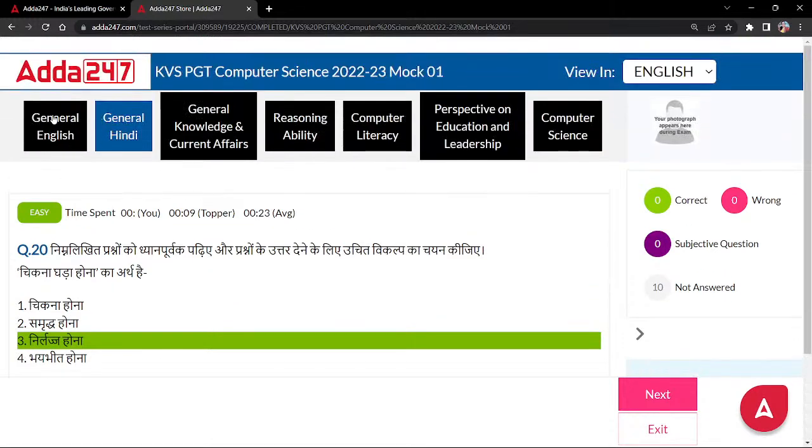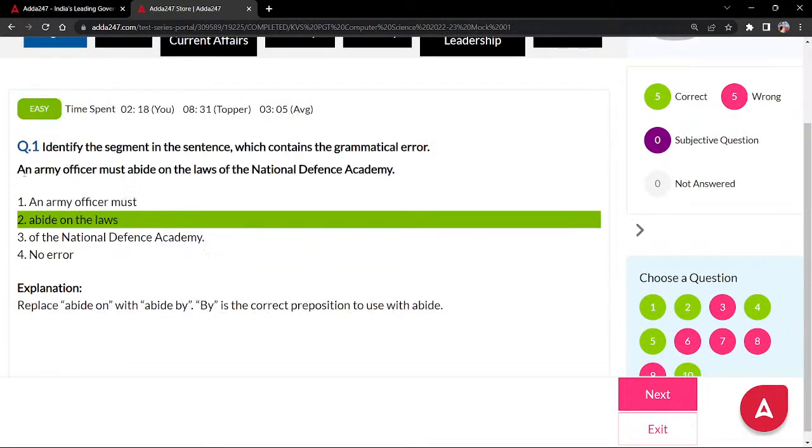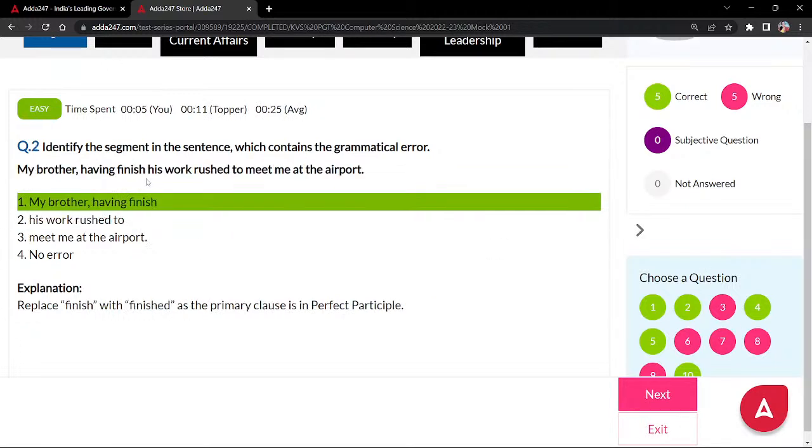Next, English. An army officer must abide on the laws of National Defense Academy. Here you have to find the grammatical error. It is abide by, not abide on. Next is my brother having finished his work rushed to meet me at the airport. Here, having is always followed by the past participle finished. It is a clause, a primary clause in perfect participle.